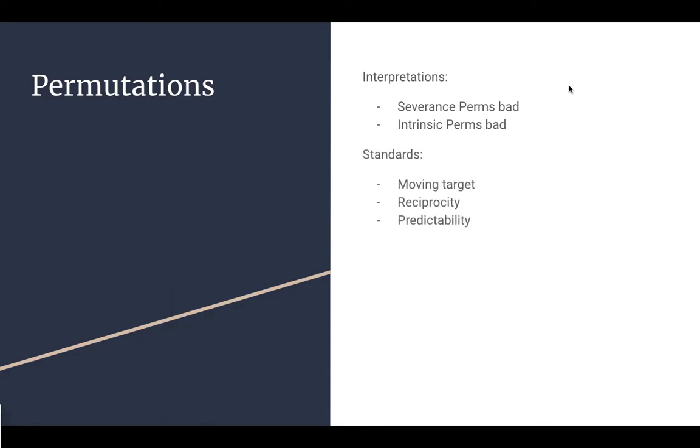Typically, we think these are bad in debate, and the reason why is for these three main standards. First, moving target. If the affirmative team is allowed to cut out any part of their plan or add in stuff that's never been introduced to the debate just for the perm, that sort of makes them a moving target. Suddenly their advocacy is changing, and it's not only about the plan or the counterplan, and it's not a test of competition. It's just saying the affirmative team is now suddenly shifting what their plan does just so that they can perm the counterplan.